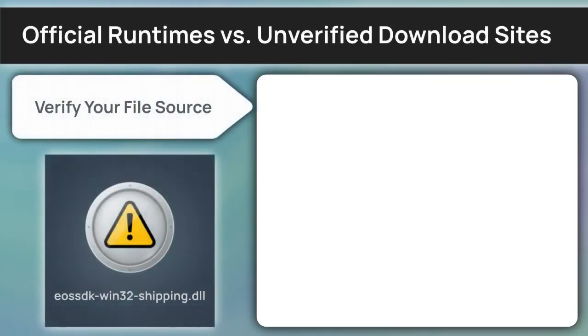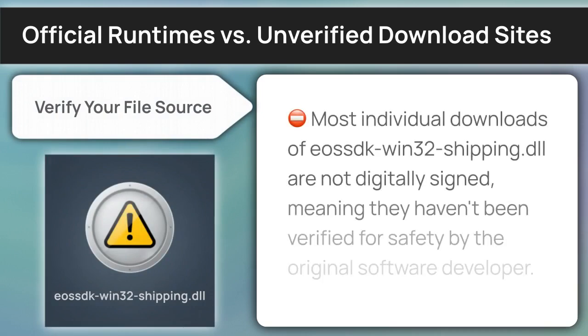Before we finish, let's go over the professional protocol for sourcing essential system libraries. Safety is paramount. Never attempt to replace Epic Online Services SDK Win32 shipping DLL with binaries found on unverified download portals that lack quality control and often distribute files incompatible with modern Windows security updates.